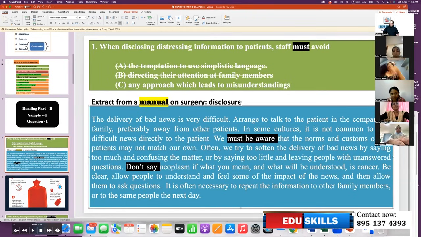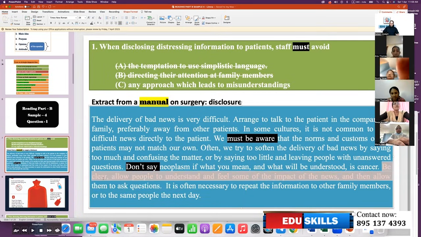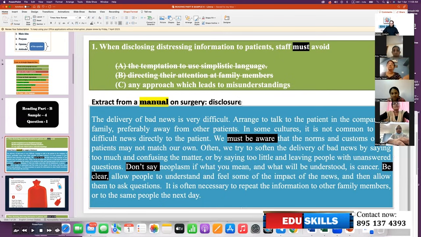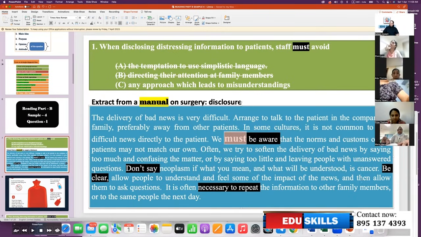Now, any other mandatory? Often necessary. It is often necessary. Again, here one. Be clear, mandatory, necessary. Where is necessary? Often necessary to repeat. Necessary to repeat. Mandatory. Beautifully, they say what should be done, what should be avoided. Now, must is used here. This one, must. Do you have answer somewhere there? Yes, father. Must be aware.